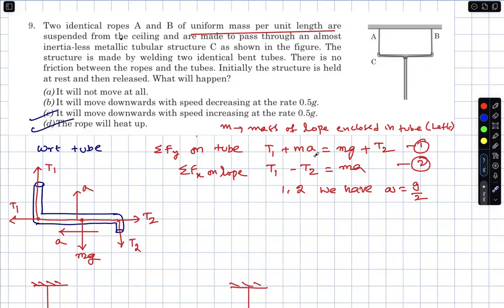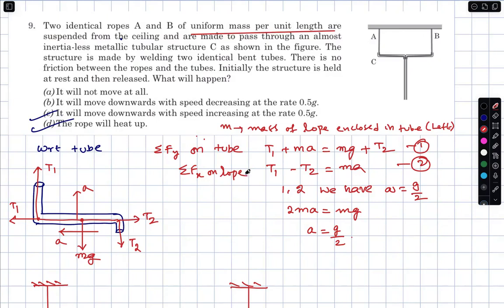Now what I am going to do is, I am going to use both these equations. By using these two equations, I will get 2MA is mg. So A is g by 2. I am repeatedly telling you this is applied for the tube, and this is applied for only the rope in the X direction. Till this point, any doubt?